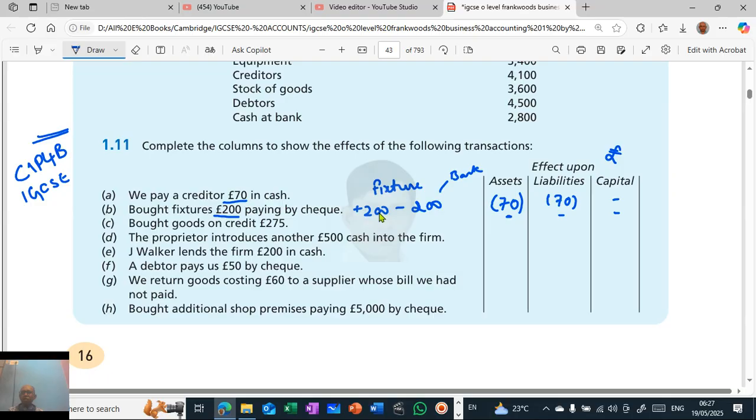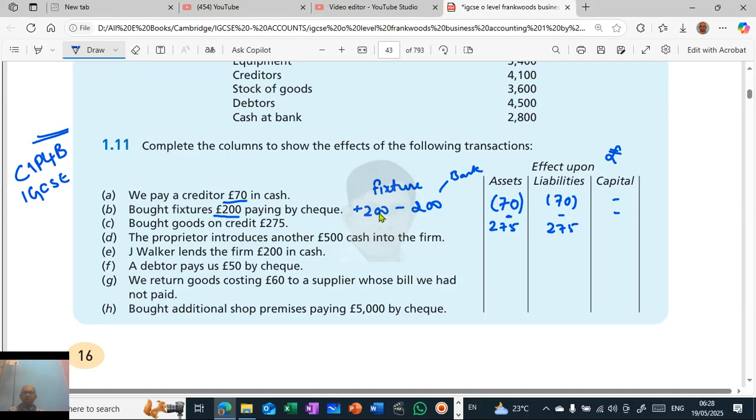Bought goods on credit, 275. So what will happen? Stock will increase. Inventories, goods, or stock, whatever you call it, will increase. It is plus. Liabilities also will increase because we have to pay. You have to pay them later on. Creditor on credit means you have to pay them later on. This also will increase.